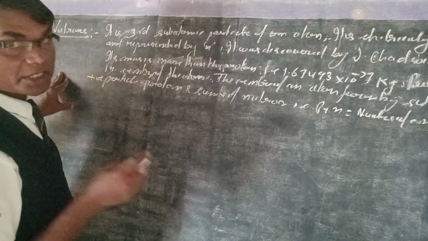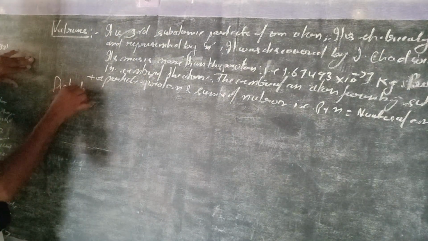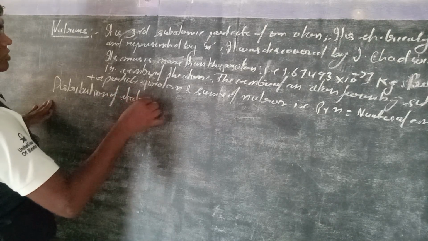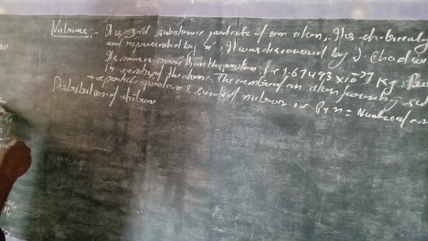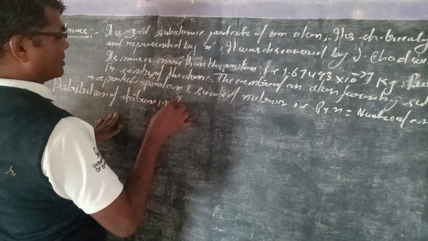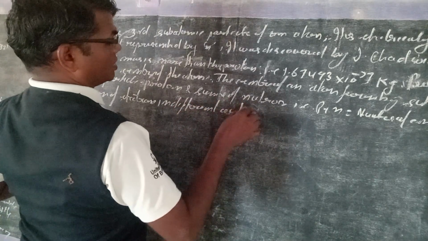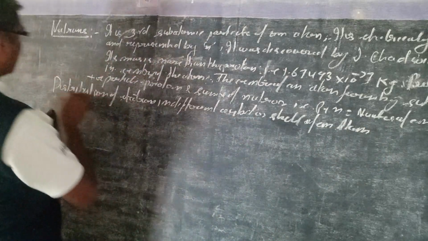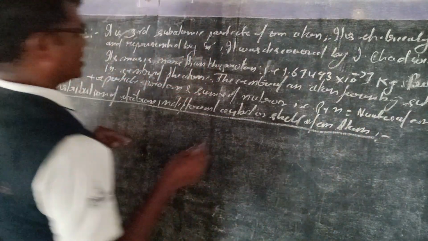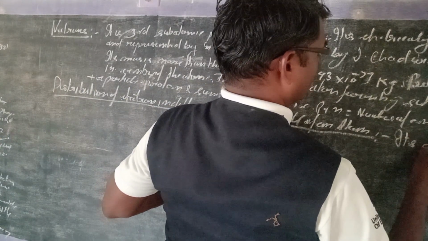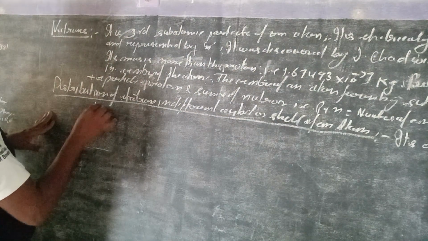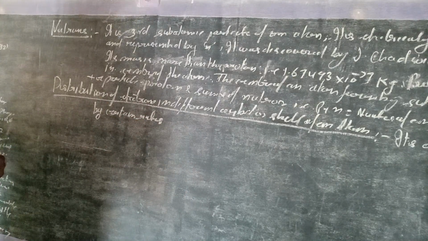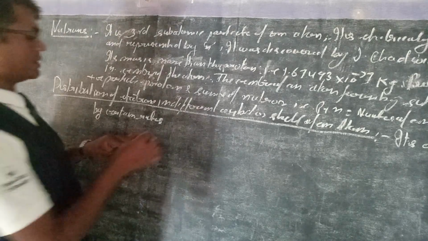Now we will study the distribution of electrons, that is, the distribution of electrons in different orbits or cells of an atom. This is done by certain rules, suggested by the scientists Bohr and Bury.